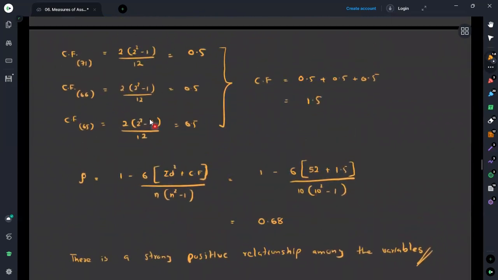And here, we can see that the tied rankings for all three values were 2. But suppose we have something different, for example if 66 is repeated 3 times, then m becomes 3, and the equation will be 3 times 3 squared minus 1 over 12. Likewise, we just need to do the substitution according to the situation.